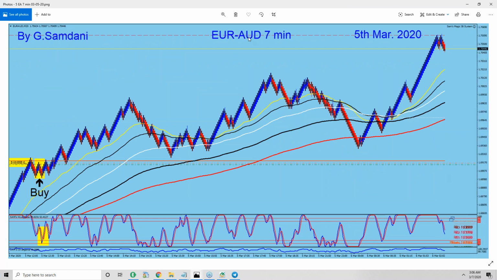And this is Euro Aussie. Right here is the entry. It's a 7-minute chart. It went up, down, up, down, up. It went up. Like I said, I was busy making videos. Otherwise, what I would usually do is that it goes up here, and I get out, and then get in again, and get in again, and here. So I catch several trades, but here I was like, let it go.